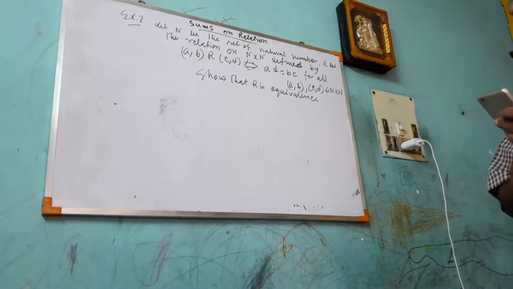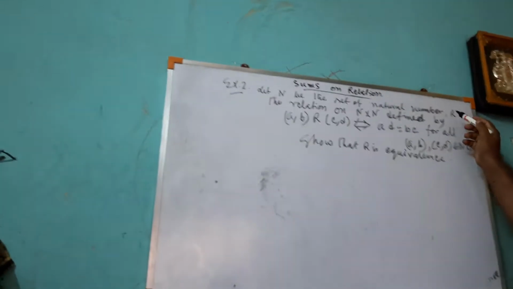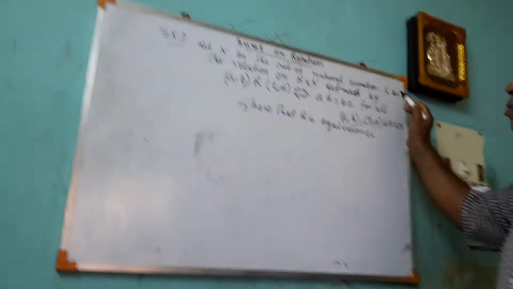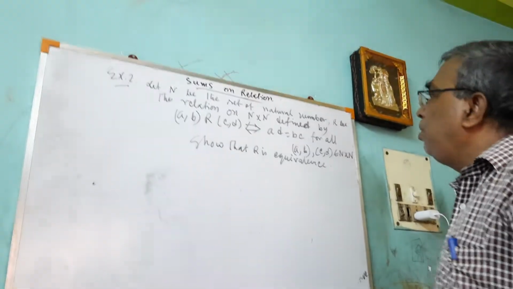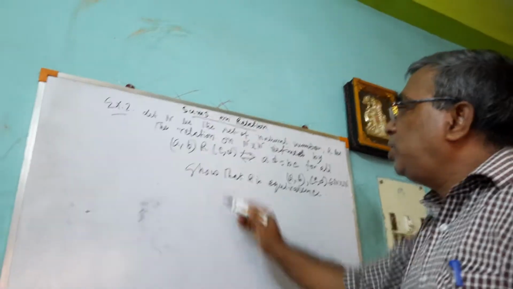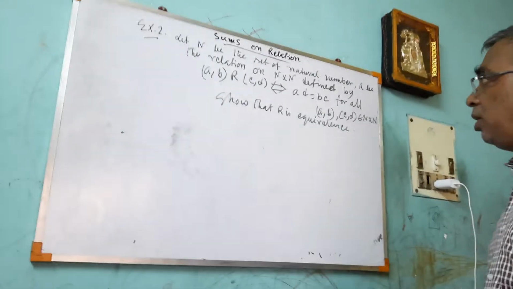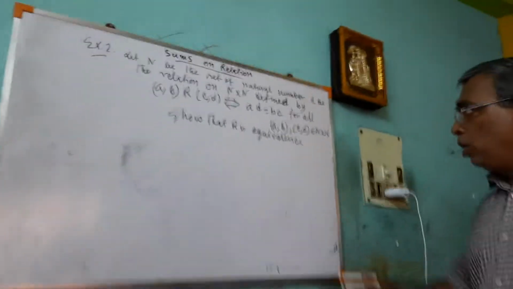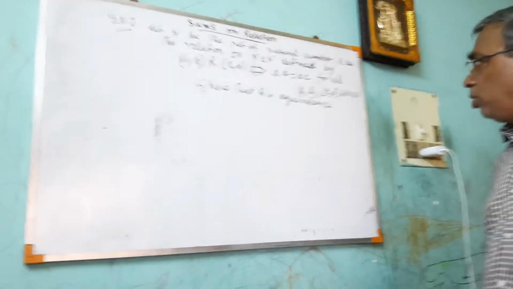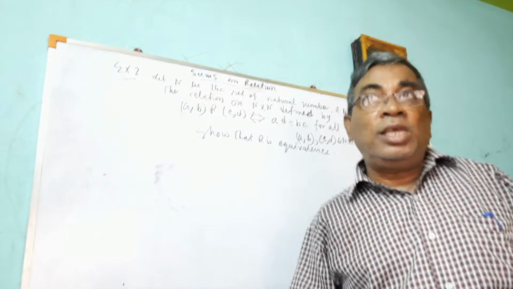Samson relation. So this sum I have taken again from a question paper. Let N be the set of natural numbers, R be the relation on N cross N defined by (a,b) R (c,d) implies AD equal to BC. What is the relation between these two? This into this equal to this into this, just as the previous sum. So for all (a,b) and (c,d) belonging to N cross N, R is an equivalence. That means you have to prove R is reflexive, R is symmetric, and R is transitive.